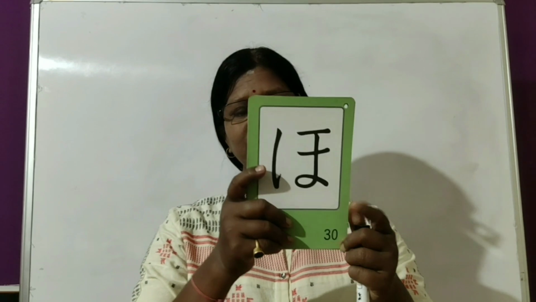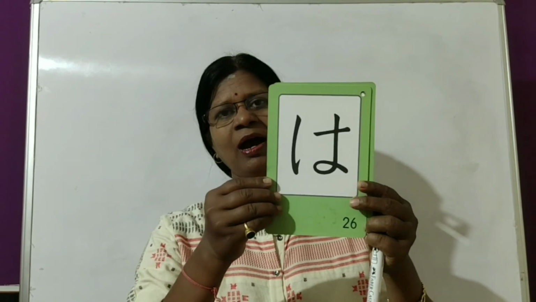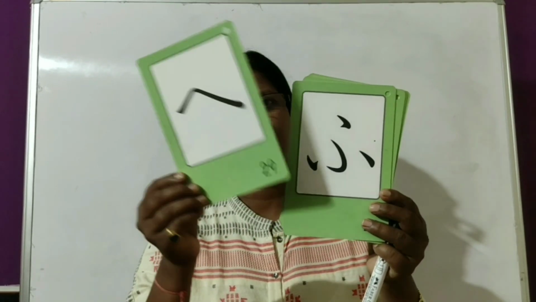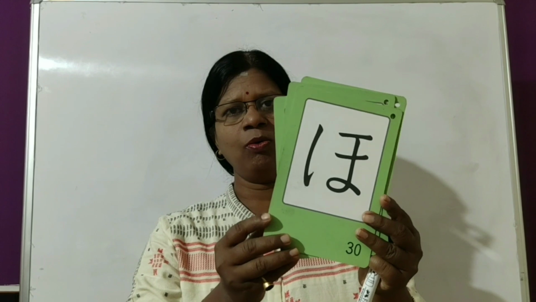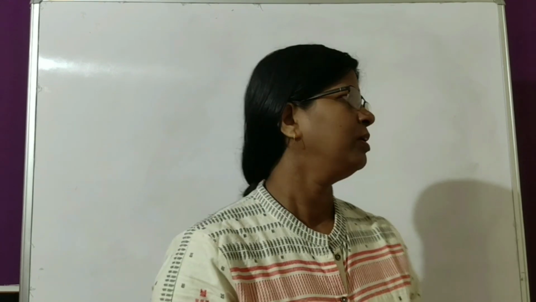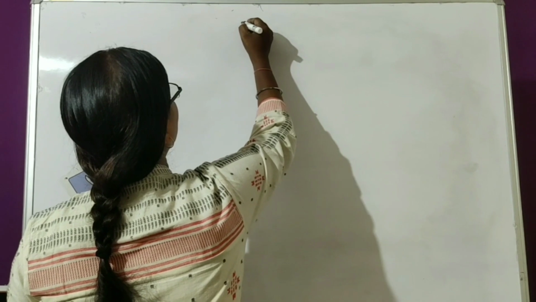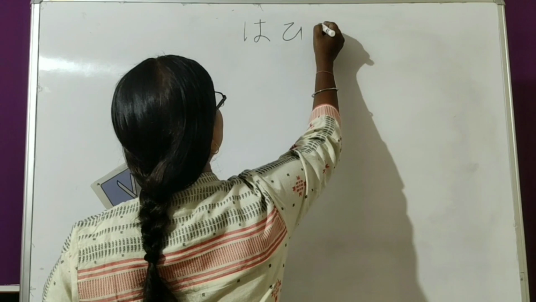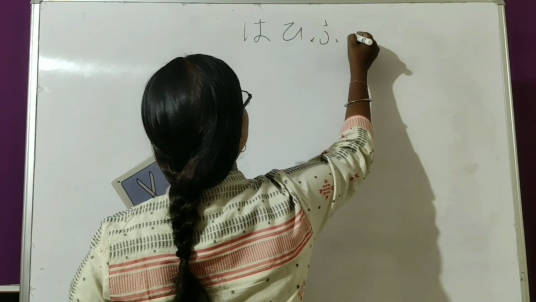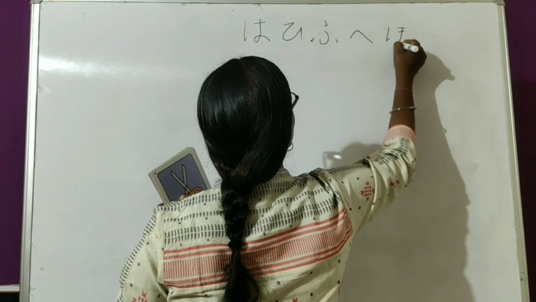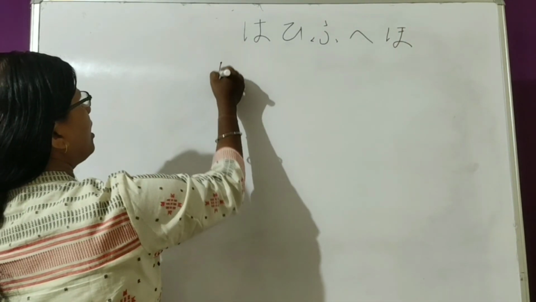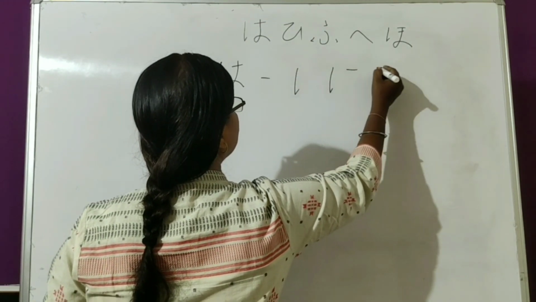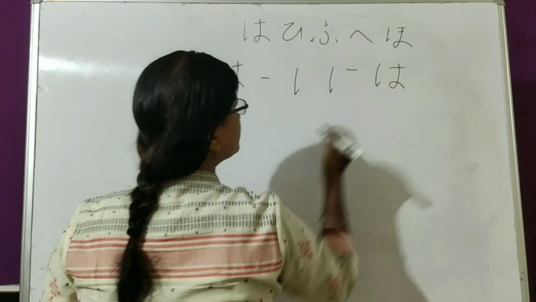Look at here and say ha, hi, fu, he, ho. Okay. So today we learn ha, hi, fu, he, ho. Ha. First stroke, second stroke, third stroke. Ha.